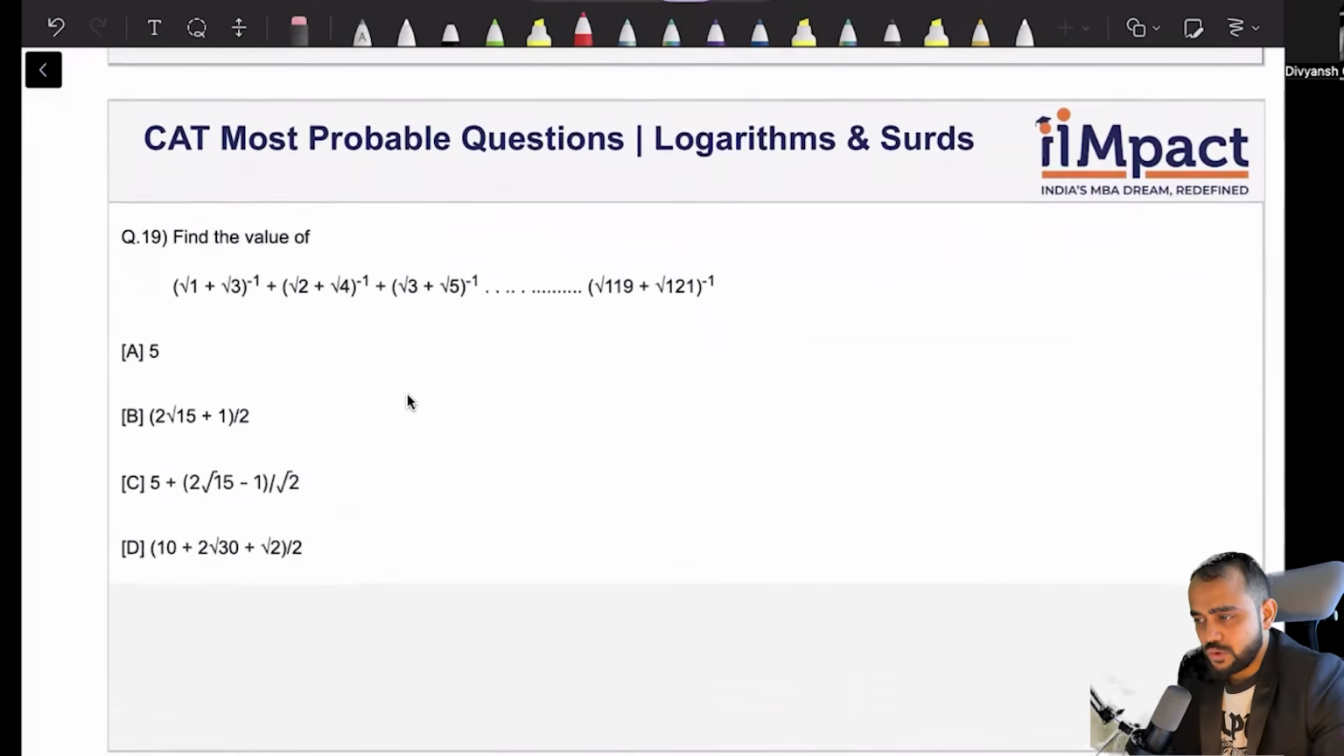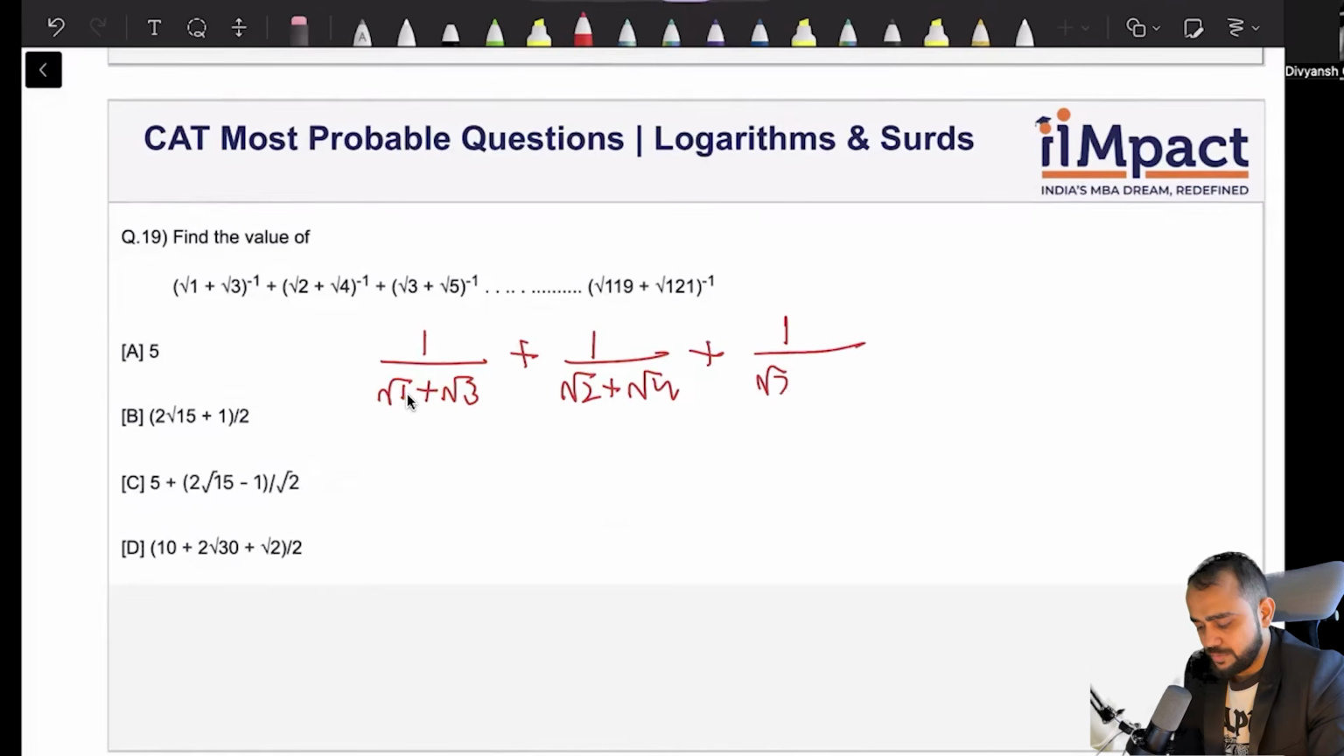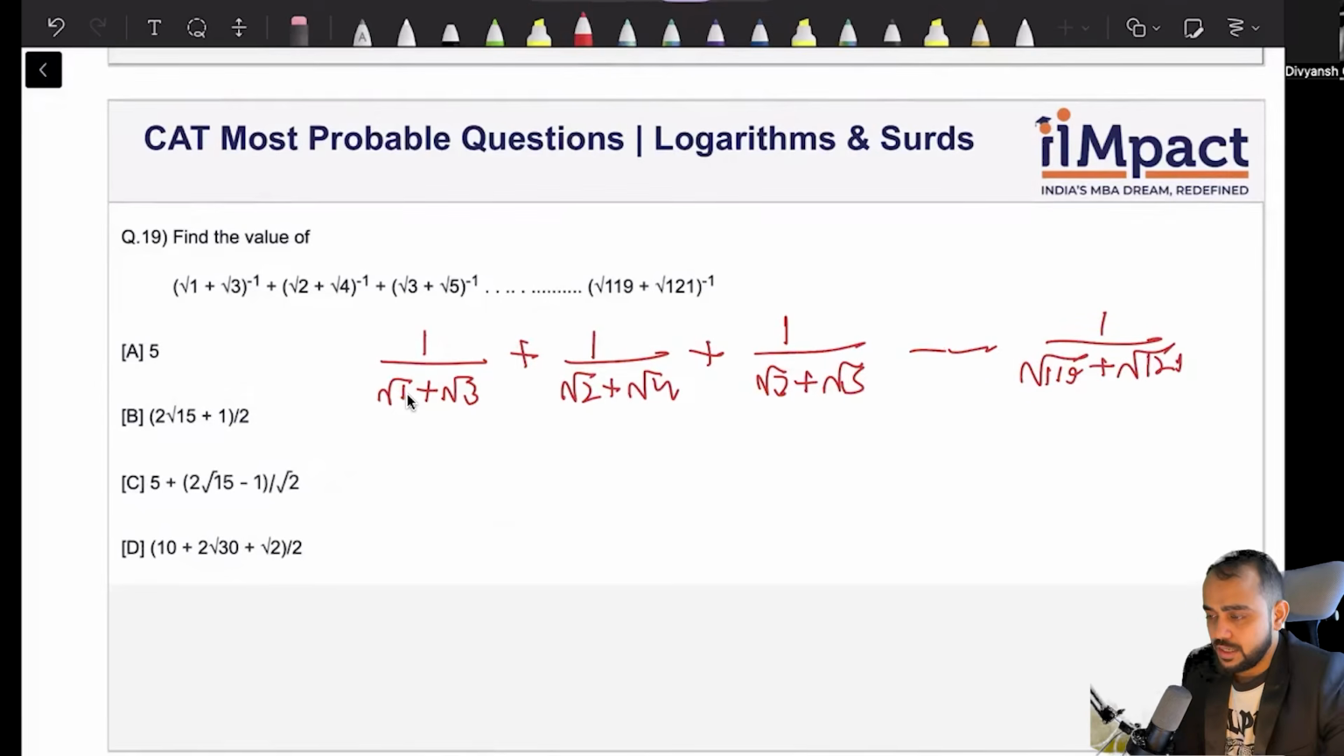Moving on. So I have a lot of terms here. I will quickly write these. 1 by root 1 plus root 3, plus 1 by root 2 plus root 4, plus 1 by root 3 plus root 5, and so on till 1 by root 119 plus root 121. Now I need to add this. There are a lot of terms, so I can't individually calculate the values of the terms, which means I need to be able to add these.